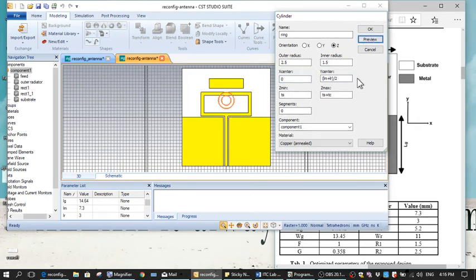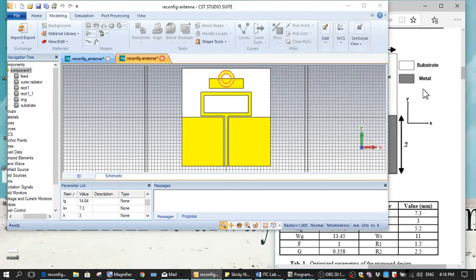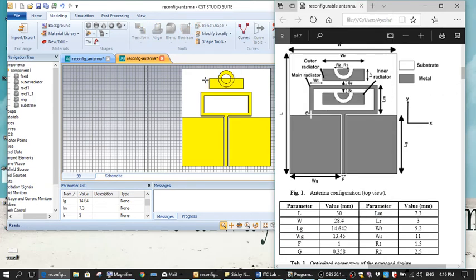Okay, need to move more. Preview. Okay, now it's good, but still we need to move it a distance of, I think, LR by 2. Preview. I think that's okay. That seems good. So let's subtract this ring of mine.